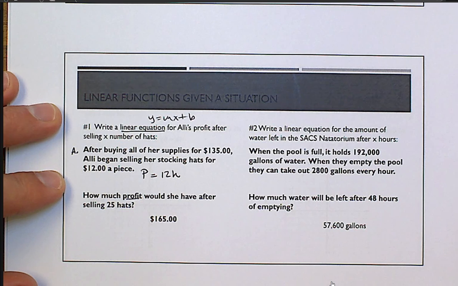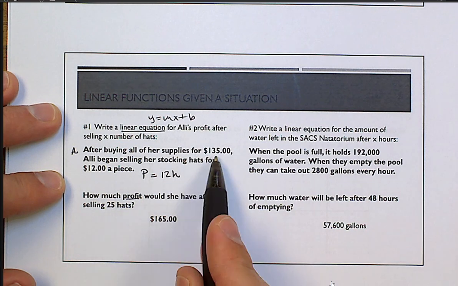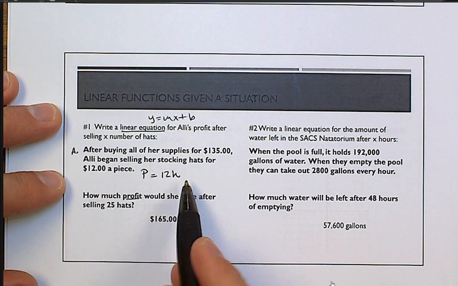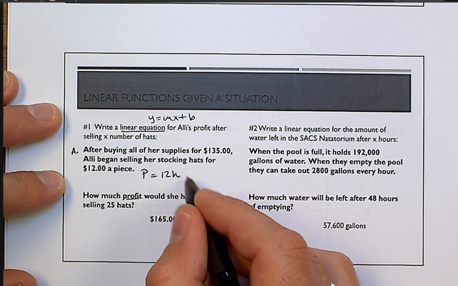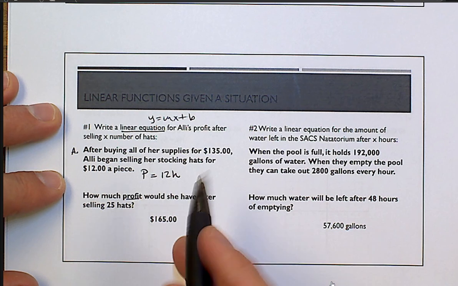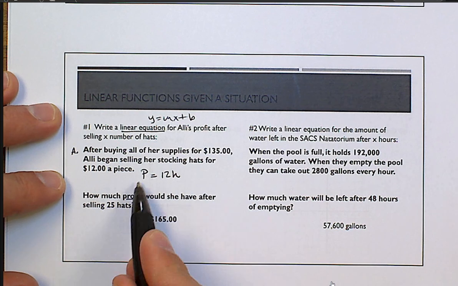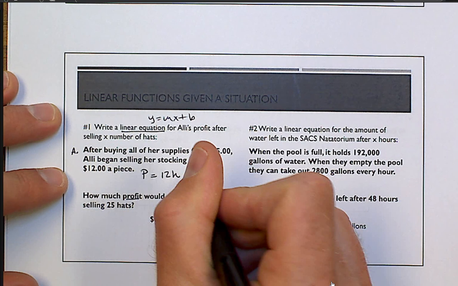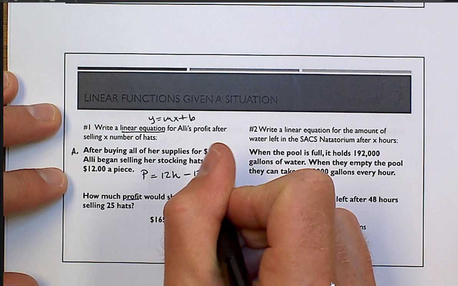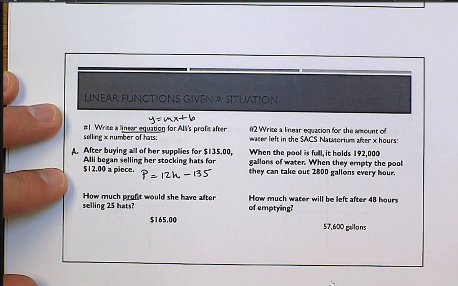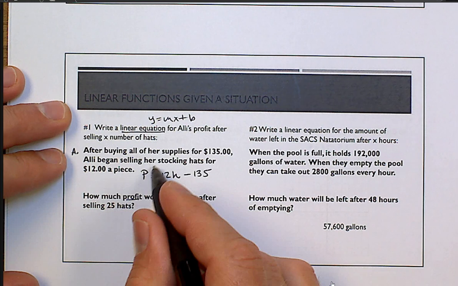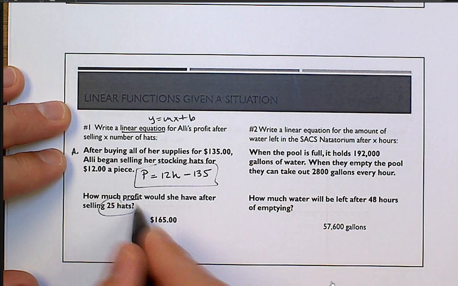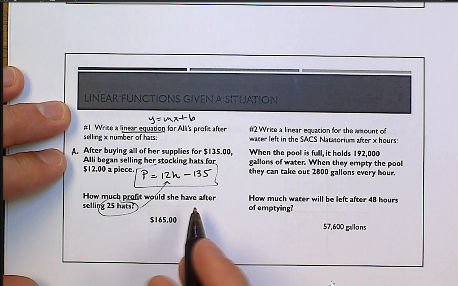Now, she had to pay out of her pocket $135. The most common mistake I'm going to see here is students put a plus 135. Well, that would mean that you're adding $135 to her profit. Remember, she spent $135 already on supplies, so that would be subtracted from whatever profit she generates from selling her hats for $12. So there's our equation, that's part A, and then we're just going to plug in 25 for H. When you do that, I'll save you the drama, you're going to get $165.